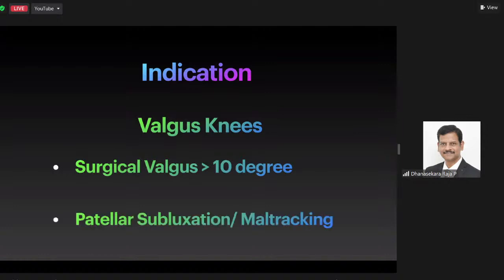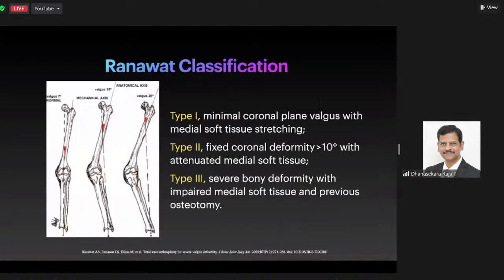And patients with lateral subluxation or lateral maltracking of the patella. So the Ranawat classification we just discussed: type 1, type 2 and type 3. Type 1 is a correctable deformity. Type 2 is a fixed deformity with attenuation of medial soft tissues. These are the knees which are amenable to the lateral approach. And type 3 deformities, when the MCL is incompetent, we generally use a standard medial approach with a hinge type of joint.